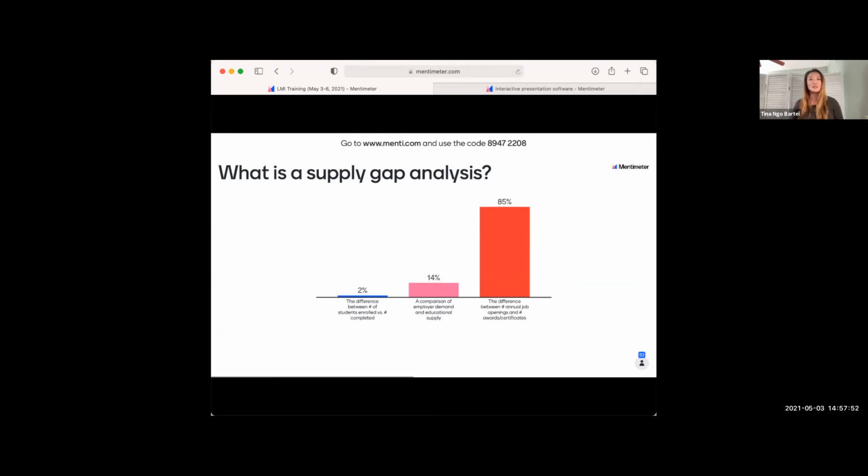All right, wonderful. As with every quiz, there's always a trick question. So this one has two answers. Demand and supply is equivalent to annual job openings and awards and certificates. So if you selected the second option or the third option, you are correct. In actual numbers, we are looking at the number of job openings and the number of awards and certificates, but a supply gap analysis is basically just comparing demand and supply for a particular occupation or a group of occupations.